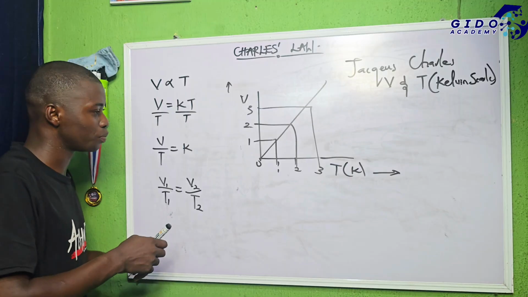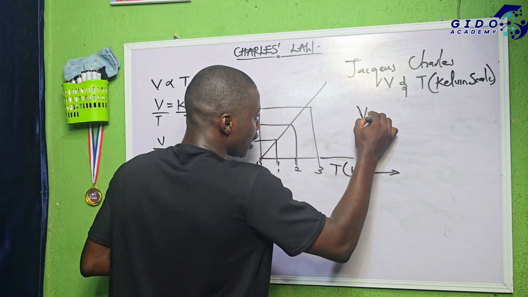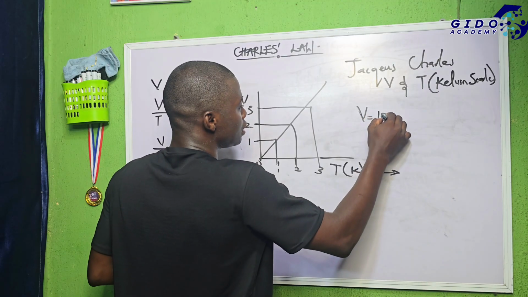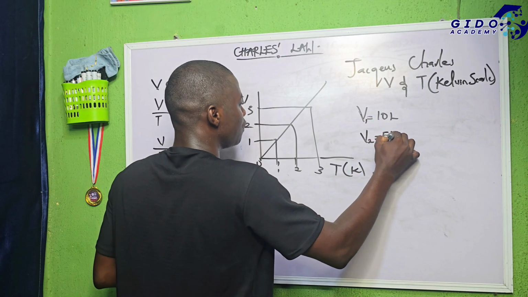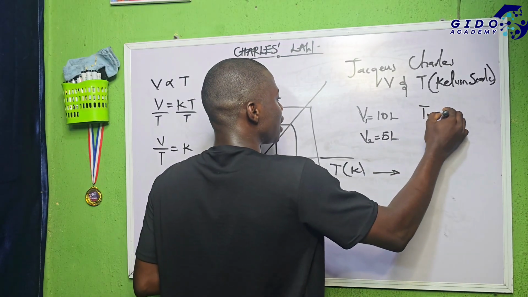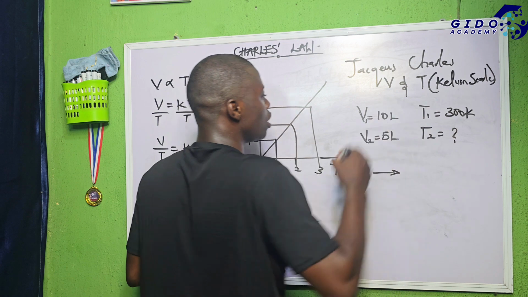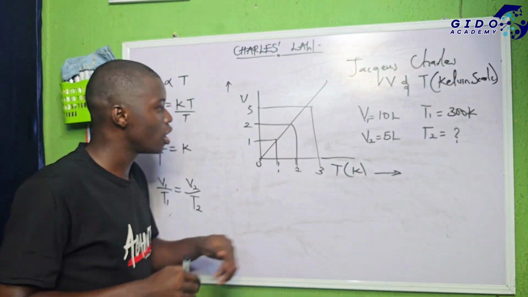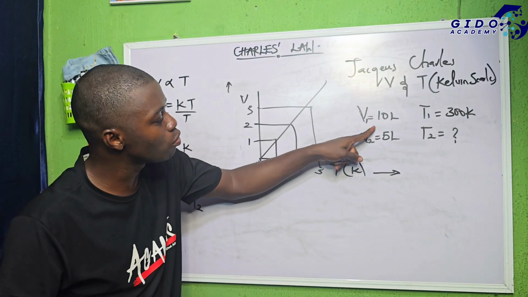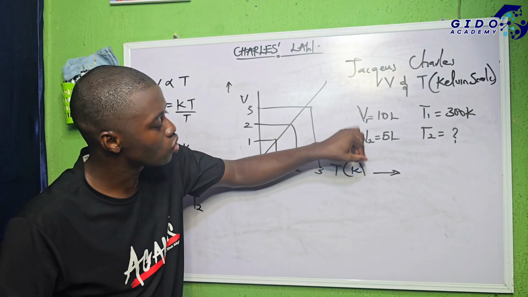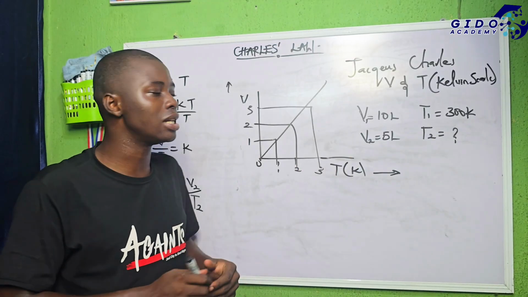Now let me give you an example so that you can get this very well. If the volume of a gas V1 is 10 liters, and V2 is 5 liters, my T1, let's assume, is 300 Kelvin, and my T2 is unknown. What is the relationship between these two volumes, V1 and V2? You notice that V1 is moving from 10 liters to 5 liters. Are you increasing or decreasing?